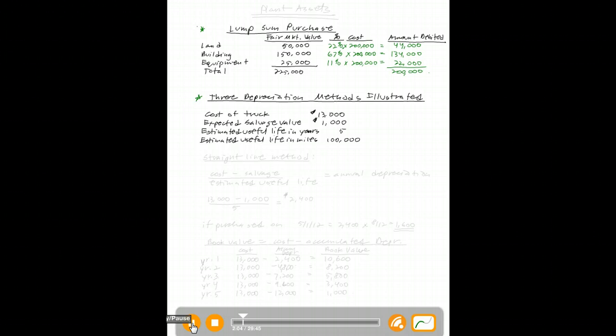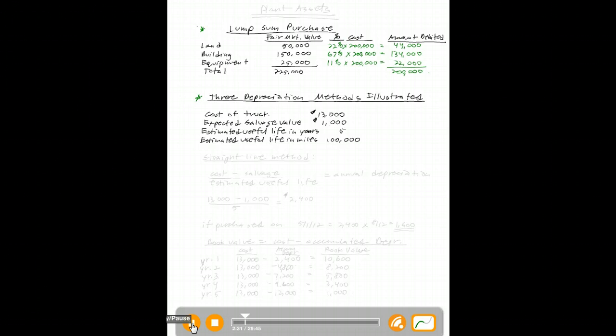This is an example of the three different depreciation methods being illustrated. We're going to use the basic data for all three methods. Cost of the truck, $13,000. The expected salvage value is $1,000. The estimated useful life is 5 years, and the estimated useful life in miles is 100,000.